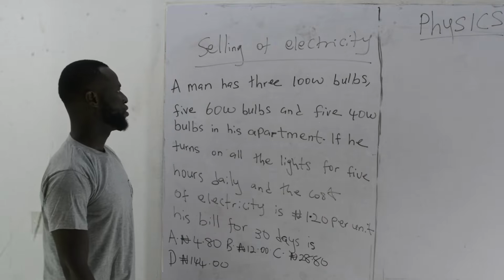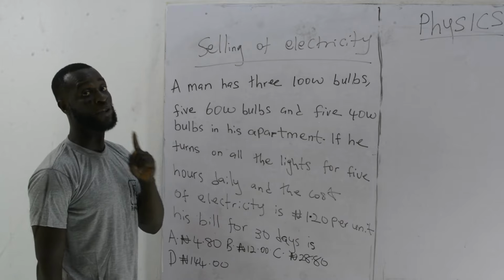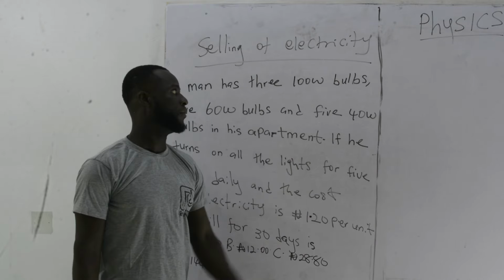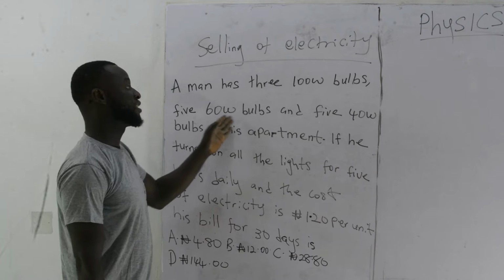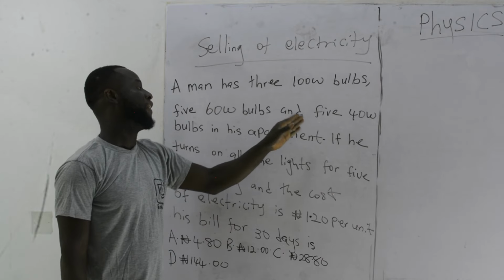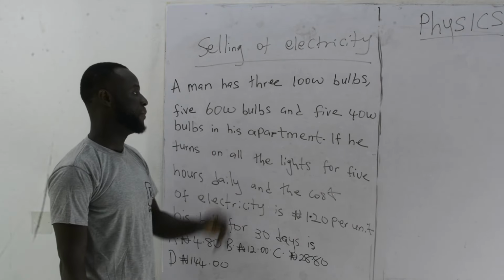All right, so let's take our first question on selling of electricity. Now consider this question. A man has 3 100-watt bulbs. That means one of the bulbs is 100 watts and he has three of them. 5 60-watt bulbs: one of the bulbs is 60 watts and he has five of them. And 5 40-watt bulbs in his apartment.